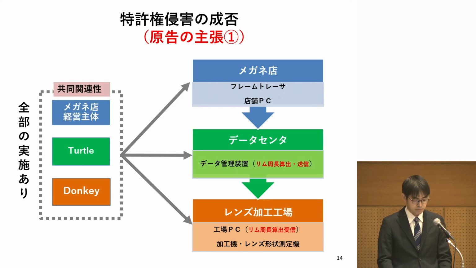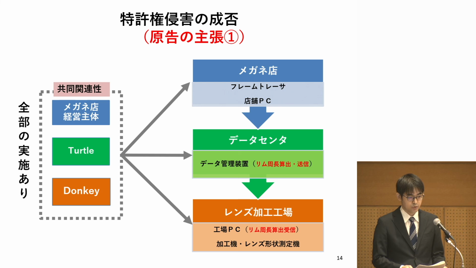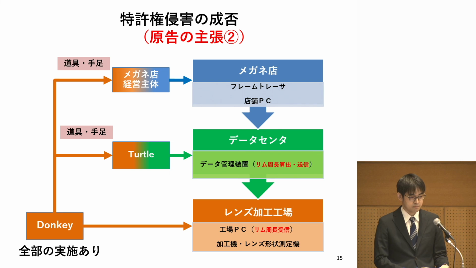Slide 14, please. Next, regarding a portion of the system operated by Turtle and the opticians' shops, Pony claims that even in this case, Donkey is infringing the patent right because it can be said that Donkey is implementing the entire system. The first reason for this is that it can be said that Donkey is infringing the patent right jointly with Turtle and the optician shops, and even if Turtle and the optician shops are involved only partially, Donkey is regarded as having done the whole acts. Please move on to slide 15.